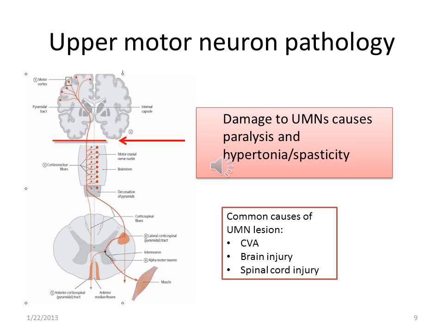When there is an injury to upper motor neurons, there will be paralysis, in other words, loss of voluntary control of muscle, as well as hypertonia and spasticity. And some common causes of upper motor neuron lesion are listed on the slide: brain injury, spinal cord injury, and stroke, or CVA.